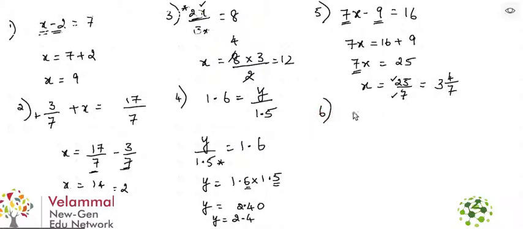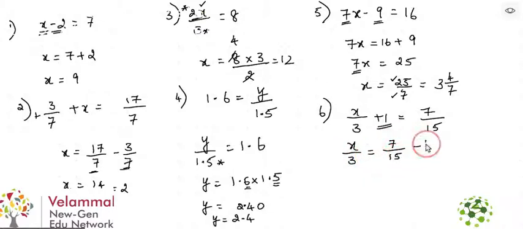Okay. Now suppose I have the equation x by 3 plus 1 equals 7 by 15. Now I want the x value. So first I take this plus 1 to the right hand side. How will this plus 1 go to the right hand side? Exactly as minus 1. But I need to take LCM, you know that. So 15 is the LCM. So I get 7 minus 1 into 15. Hope you remember this. Okay.